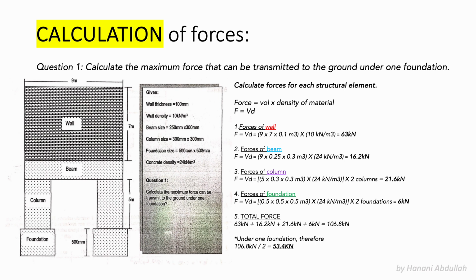Selepas dah settle semua, baru kita total force. Kiralah jumlah total force semua daripada wall sampai foundation. Kita akan dapat 106.8 kilonewton. So soalan nak hanya satu foundation sahaja. So daripada total force, baru kita divide by 2. We will get the final answer 53.4 kilonewton.